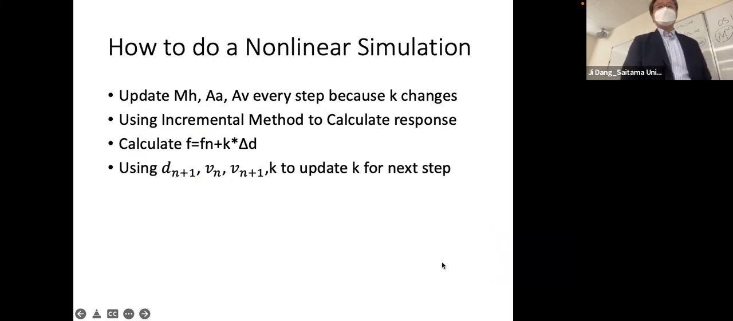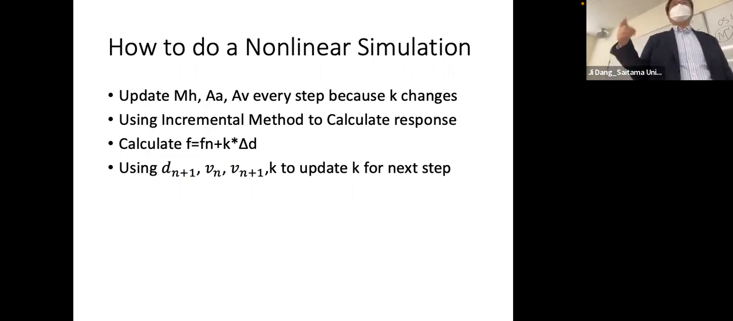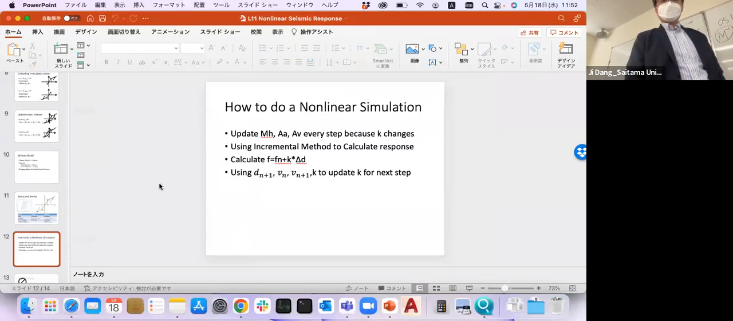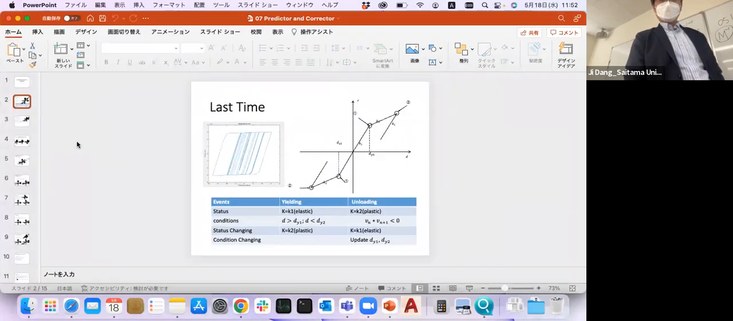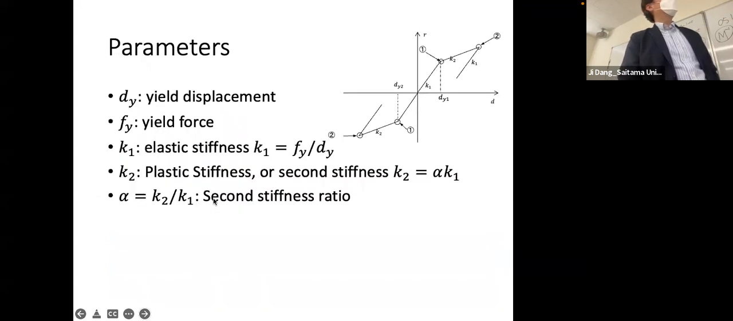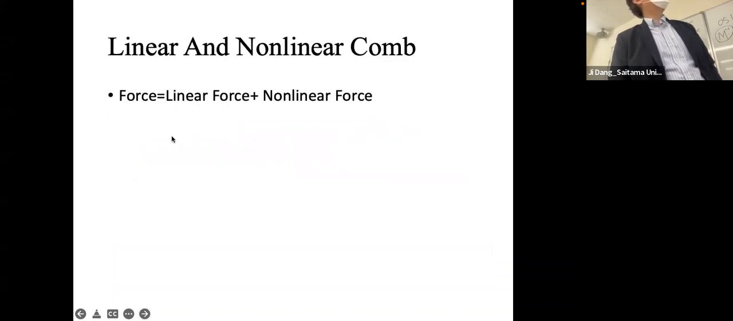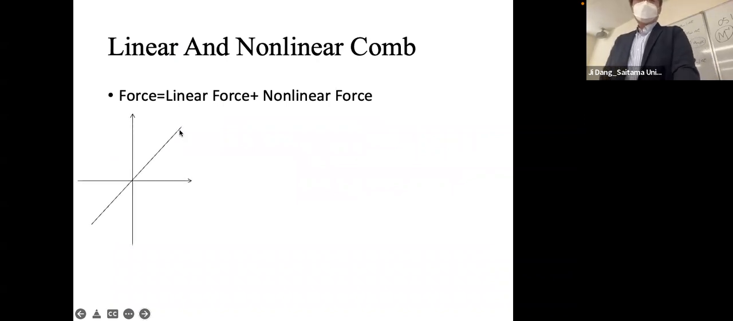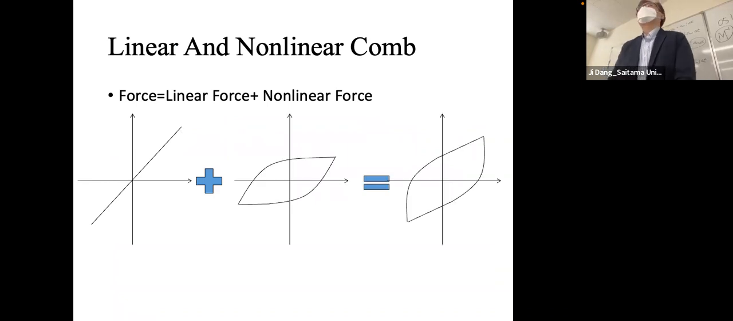So how to do the nonlinear simulation is that you do some calculation to change the stiffness and calculate the force. But I will explain a simple way to do that. This is the parameter we have learned. We will explain another way to understand this. We will split the force into two parts. One part is the linear force. The other part is the nonlinear force.